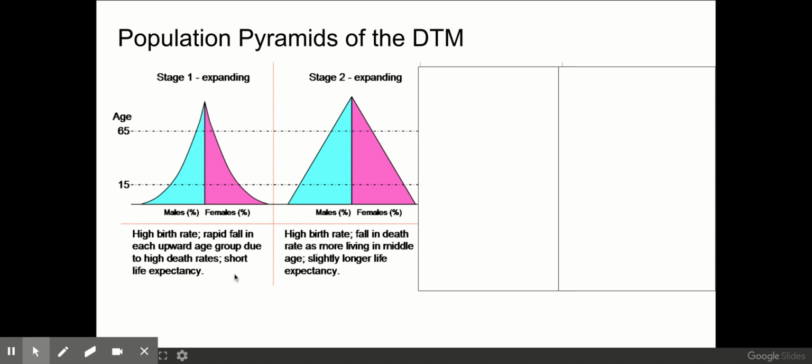The next stage, stage 2, is also expanding. So we still have a high birth rate, but a fall in death rate as more people are living to middle age. And there's also a slightly longer life expectancy. So you can still see the birth rate is almost the same here if you look at both stage 1 and stage 2. But instead of it being a sharp increase up, it's more of a gradual increase. So it looks actually more like a pyramid. That's showing us that more people are living to this middle age, and actually more people are living to older age as well.